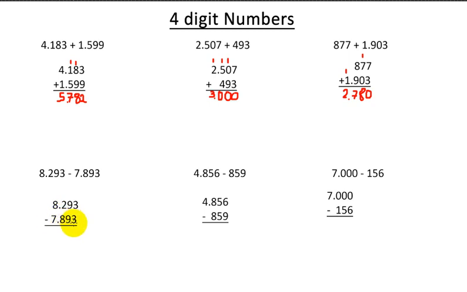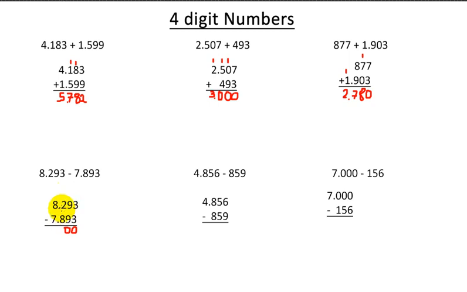3 take away 3 makes 0. 9 take away 9 also makes 0. 2 take away 8. Now here is where most mistakes are made, because we see this 2 take away 8 and we think, oh, well, this doesn't work really. So what I'm going to do is I'm going to do 8 take away 2. So we read it backwards, which is wrong.